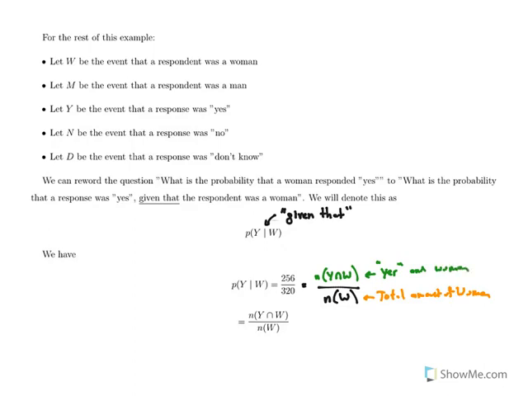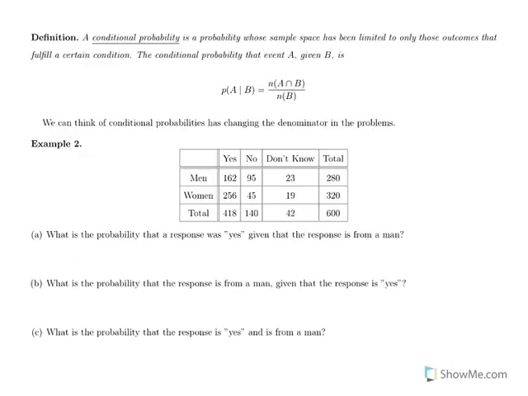And this is our idea of conditional probability. So let's introduce it formally. A conditional probability is a probability whose sample space has been limited to only those outcomes that fulfill a certain condition. So in the previous example, we looked at just women. That's how we limited the sample space, not all people, just women.